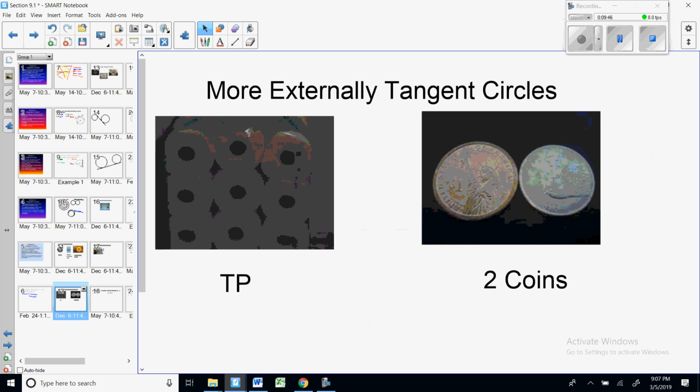More tangent circles that are externally tangent. Okay, a big roll of toilet paper or paper towels. Those are examples of externally tangent circles. And also two coins that touch on the outsides of the coins are examples of externally tangent circles.